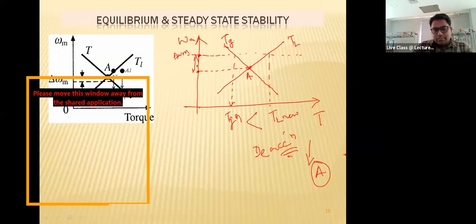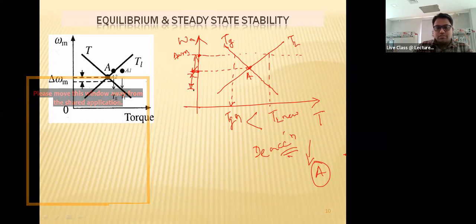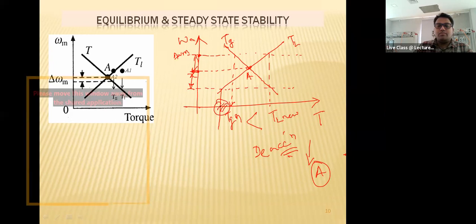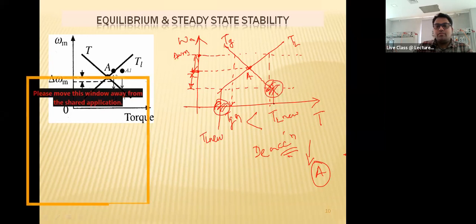Similarly, due to some voltage fluctuations, say the speed goes down. The speed goes down. So the new values would be what? This would be the point of TL new, and this would be the point of TG new. So which one is greater, TG new or TL new?